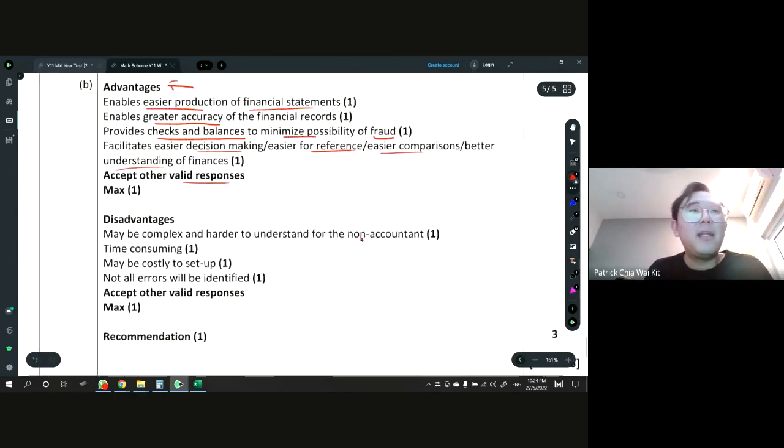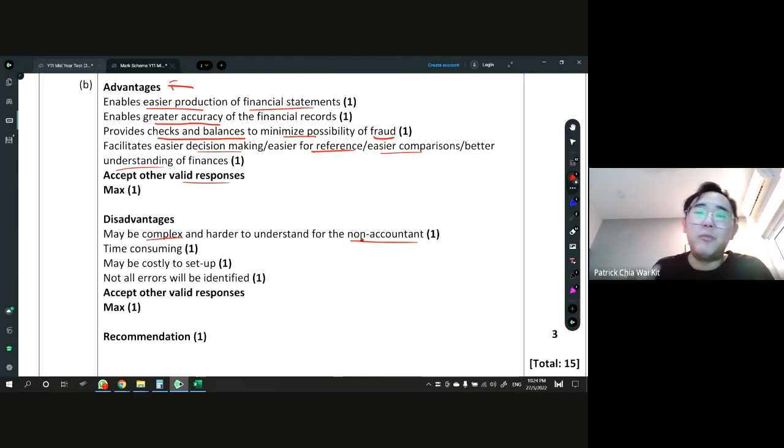All right, and disadvantages. May be complex and hard to understand for the non-accountant. Technically, people who don't study accounting are like, what the heck is debit credit? So it might be complex for non-accountants. People who don't take accounts have totally no idea. Even people who take accounts also struggle to understand what this is. But given enough time, you guys will be good at this.